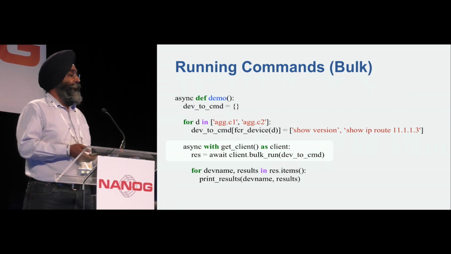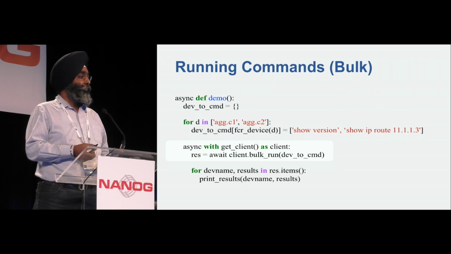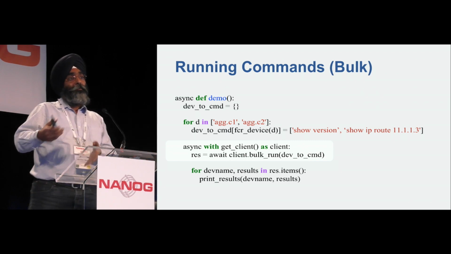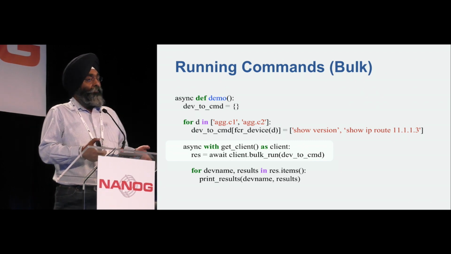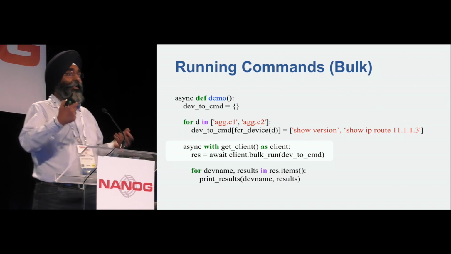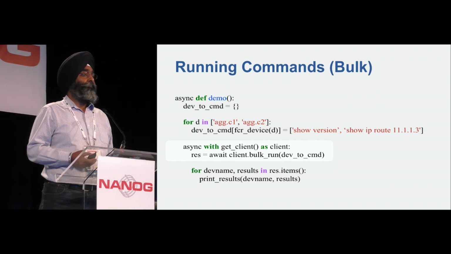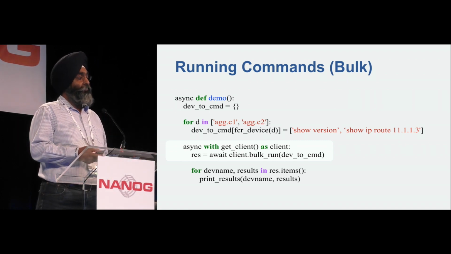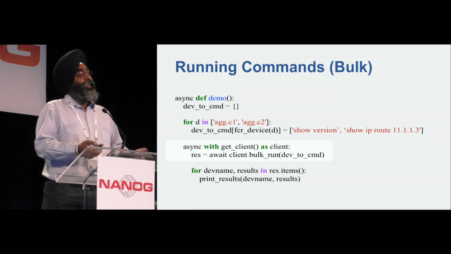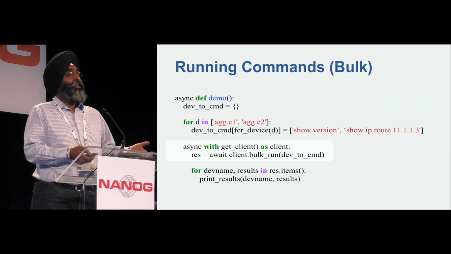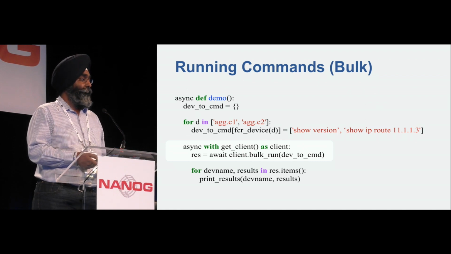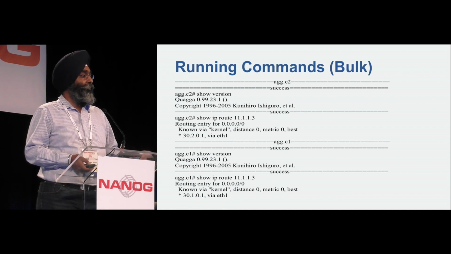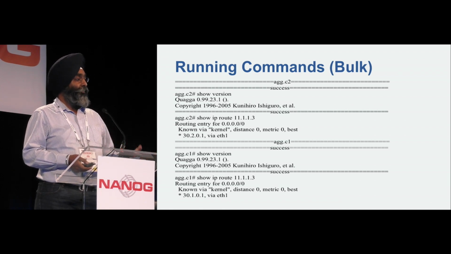Bulk run is also similarly simple. All it requires is a map from a set of devices to a set of commands. Once you create that, again, it's the same thing. You get a client and use that client to pass this request to the FCS service, and you get back a map from each device to the result of those commands. Here, this ran the commands on two devices and shows you the set of results that we got from those devices.